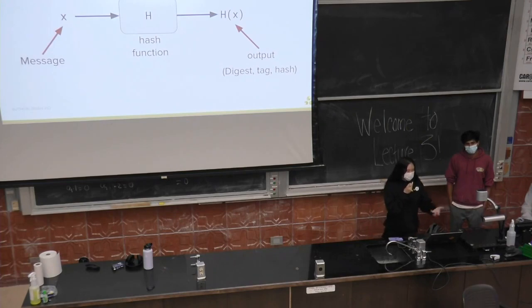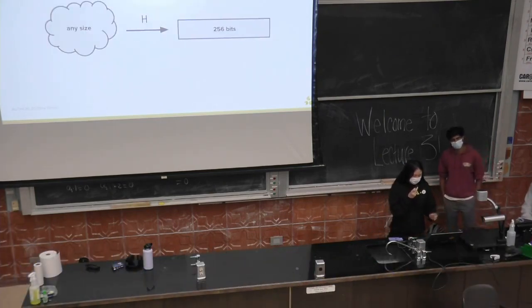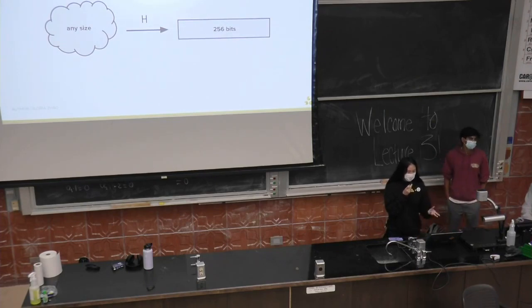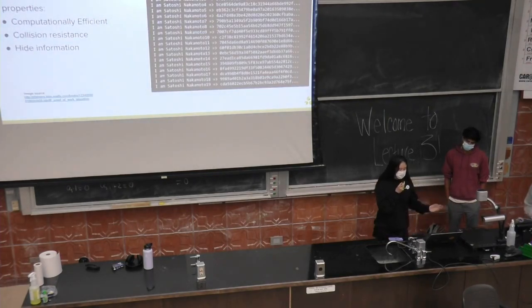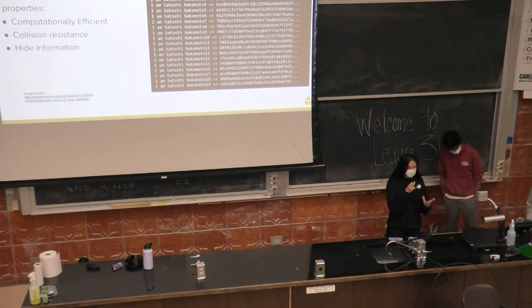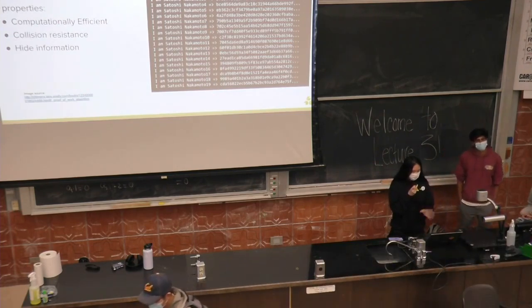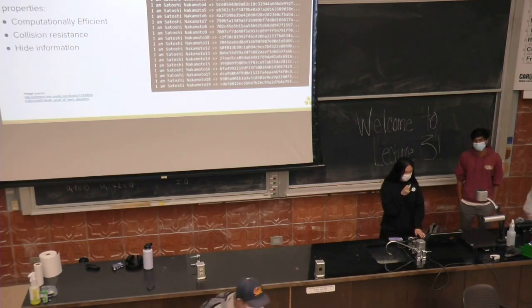So your input will be your message or your transaction. The hash function will hash it for you. Like I said before, the input is of any size and the output will be of a fixed size. A common hash function is SHA-256, and that is 256 bits. These are essentially the 3 requirements that a hash function must have. Number 1, it has to be computationally efficient, it has to be collision resistant, and it also has to hide any sort of information about the input.